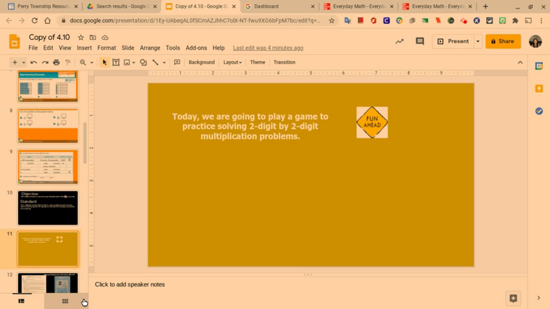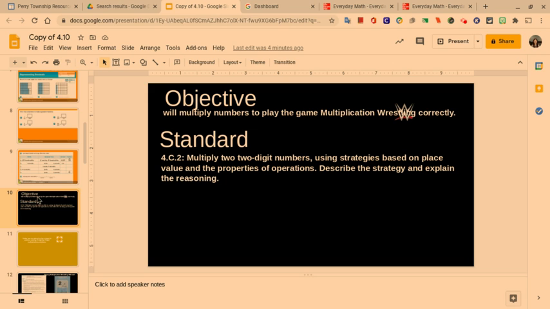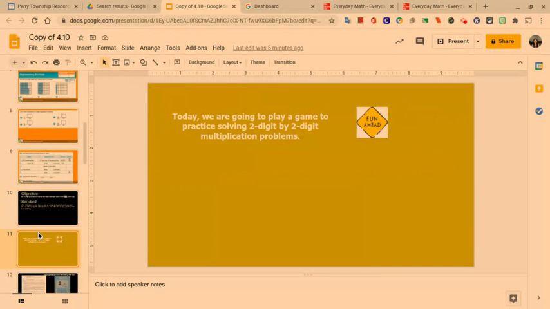Right, so for lesson 4.10 today, our objective is that we are going to multiply numbers to play the game multiplication wrestling correctly. So today we're going to play a game to practice solving 2-digit by 2-digit multiplication problems. We have been working on 2-digit by 2-digit multiplication problems for the last couple of lessons, and so we're going to learn a game today on Everyday Math that's going to help us do that.